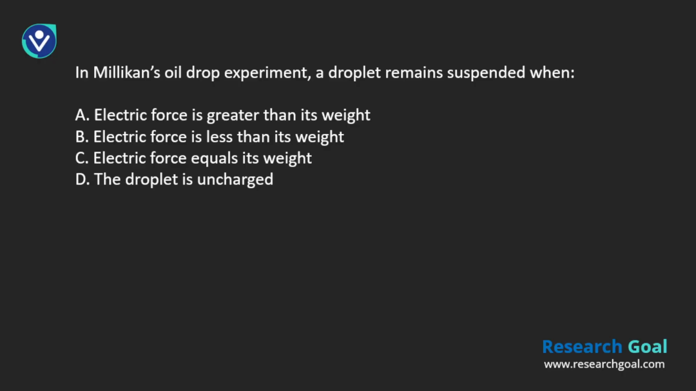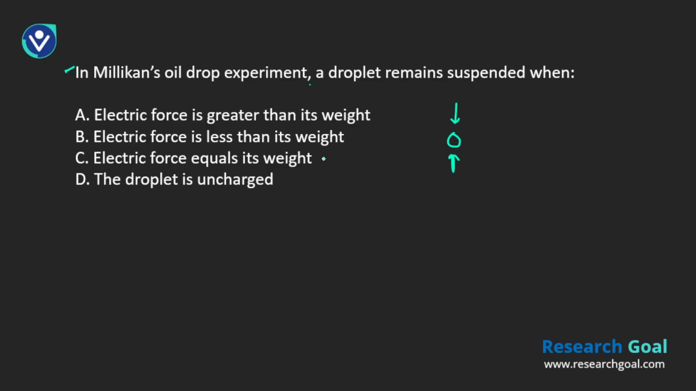All right, coming to the next question, which is this. In Millikan's oil drop experiment, another Millikan experiment. Hopefully, after completing all those questions, you will be able to completely understand what Millikan did. That is the objective. In Millikan's oil drop experiment, a droplet remains suspended when? Option A, electric force is greater than its weight. Electric force is less than its weight. Electric force equals its weight. The drop is uncharged. Interesting, right? I'll give you some time, please select the correct option. Then I'll give you the answer. All right, I hope you have selected. It's not that difficult one.